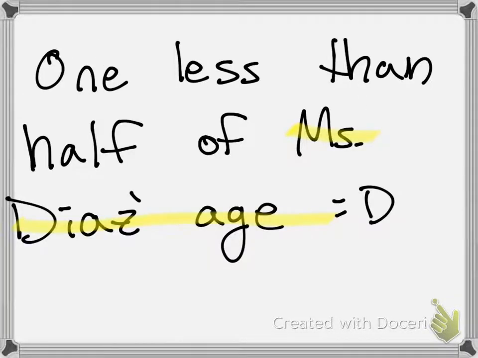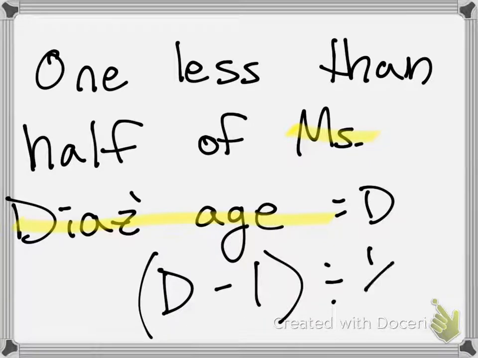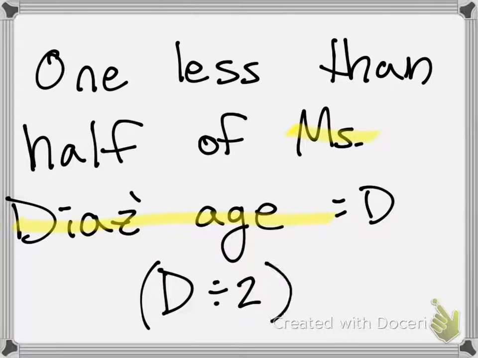So here's this one. 1 less than half of Miss Diaz's age. Who can tell me the whole equation, Ben? So Miss Diaz's age, D. So we got D for Miss Diaz's age. D minus 1, divided by 1/2. So no. D divided by... No, let's look again. Elsie. D divided by 2 minus 1. D divided by 2 minus 1.